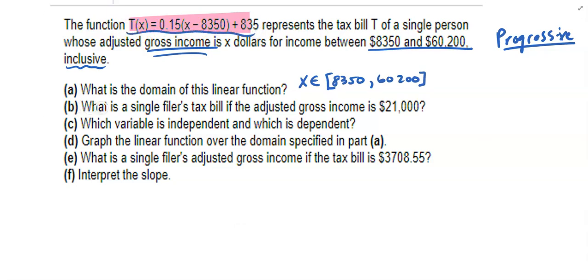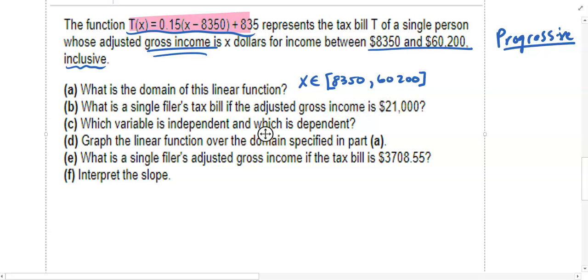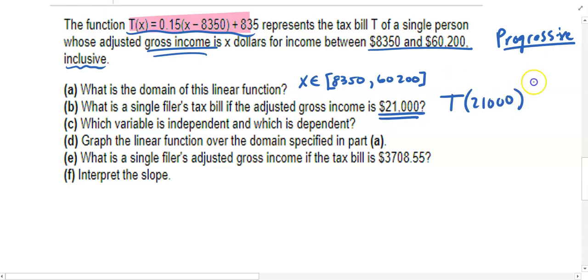So I don't think I need to work through Part B, but we'll just talk about it quickly here. What is the single filer's tax bill if the adjusted gross income is $21,000? Well, $21,000 does fall within this domain, so we do need to evaluate this tax function at the number $21,000. And you should recognize that to evaluate the tax bill at $21,000 simply means to replace any instance of x with $21,000 and determine the result. I'll leave that up to you.